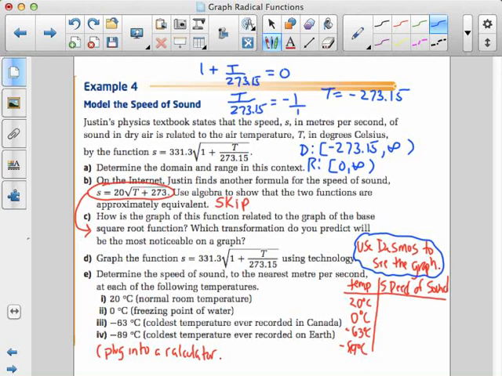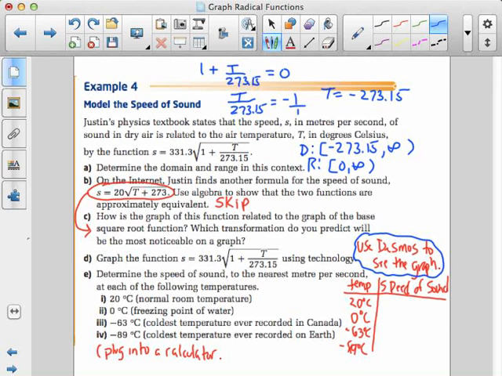But how is the graph of this function? What we're going to use, by the way, you'll have to just take my word on this one. I did simplify it out, and if you don't mind some rounding, it is approximately 20 times the square root of t plus 273. So we'll use that function to discuss how our graph is transformed. And then we'll talk about which transformation would be most noticeable on a graph, and then you can take a look at it. I guess it's a matter of opinion which one you think is more noticeable.